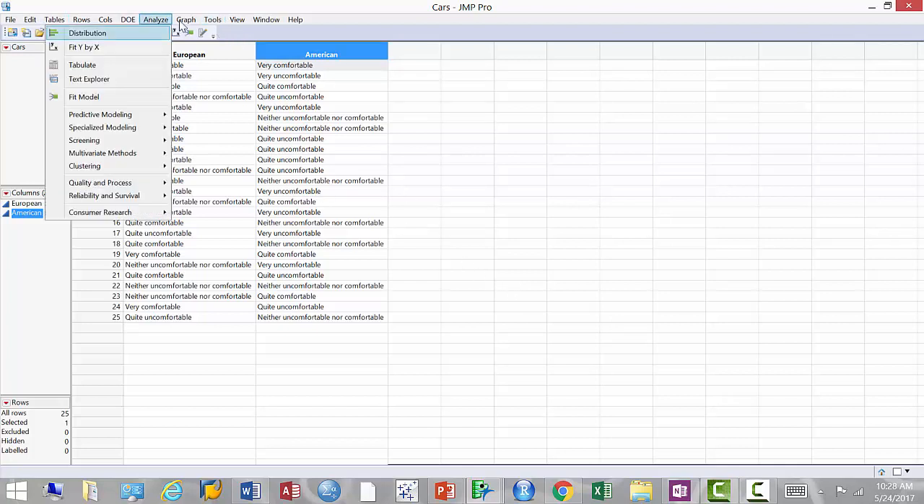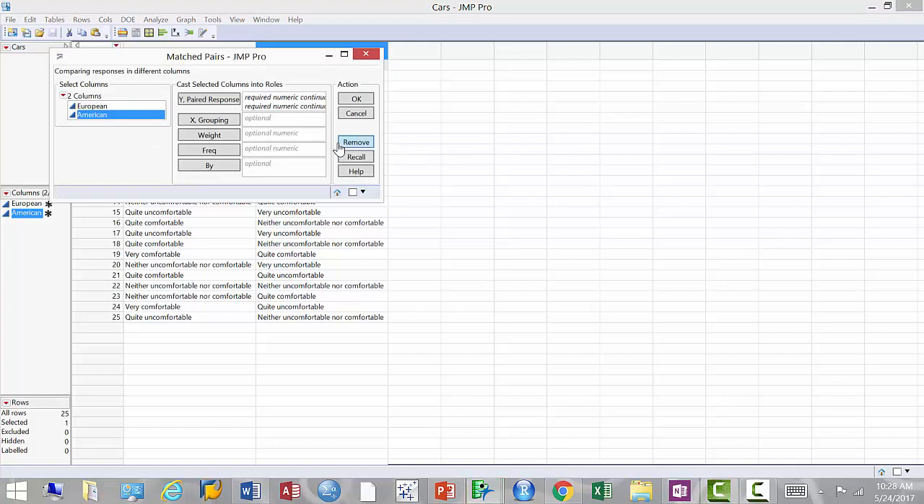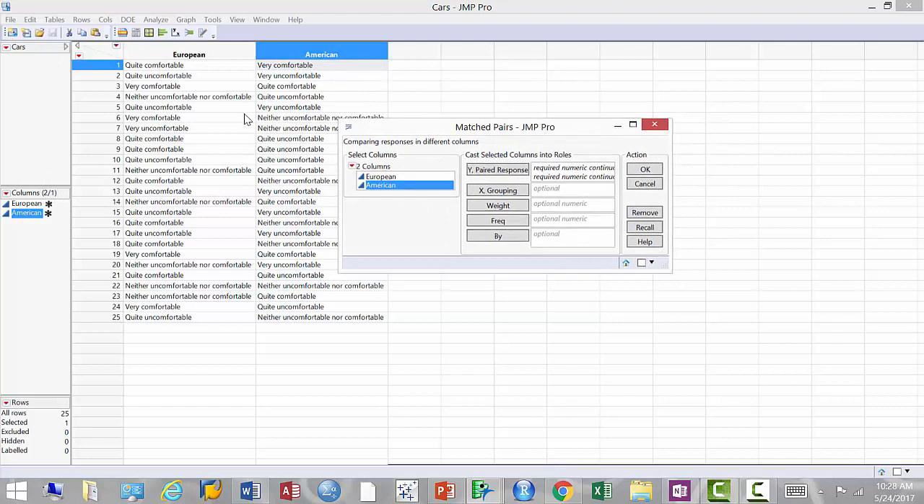All right, so analyze menu, specialized modeling, and I have to use the matched pairs. I used that before, right? When I used the matched pairs t-test, I used the same menu. Okay, so matched observations. Now, note one thing, that even though my data are ordinal, I still label them as numerical, right? Because essentially it doesn't matter. If it's ordinal or numerical, the test itself is done in the same way. So in the back of my mind, I know that the data are ordinal, but that doesn't really matter. It's going to use numbers and perform the test, okay?